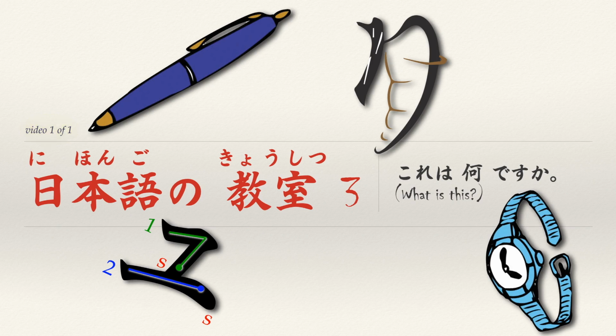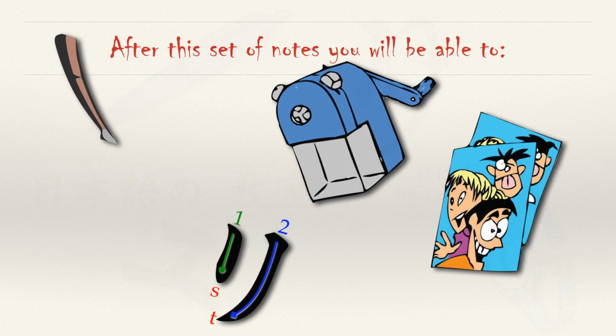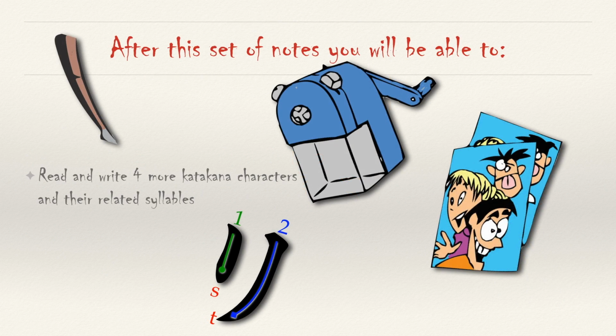In our only video of today's lesson, you will be introduced to more katakana characters needed to identify common classroom objects, and another kanji. After this set of notes, you will be able to read and write 4 more katakana characters and their related syllables. You will also be able to read and write 1 more kanji character. You guessed it, there's more vocabulary words today.